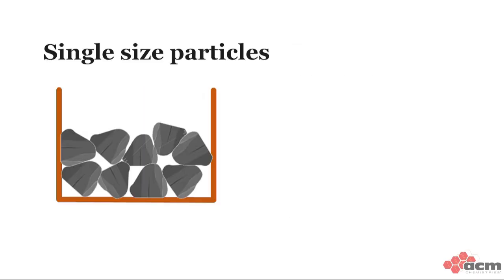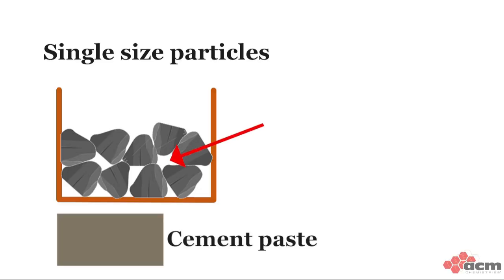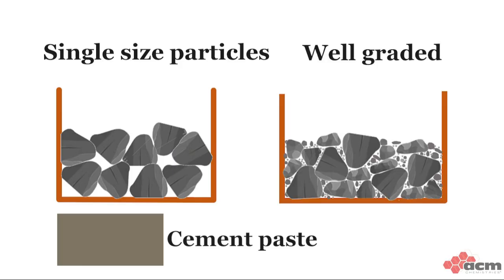Here's an example of a poorly graded aggregate with only one size of particles. Notice the space between the aggregate particles. This unit will need a lot of cement paste to fill in those voids. A well-graded or continuous grading has a good balance of particle sizes from largest to smallest. This unit will need a lot less cement paste. In many cases, blending two or more aggregates together is a good way to achieve an optimum grading.